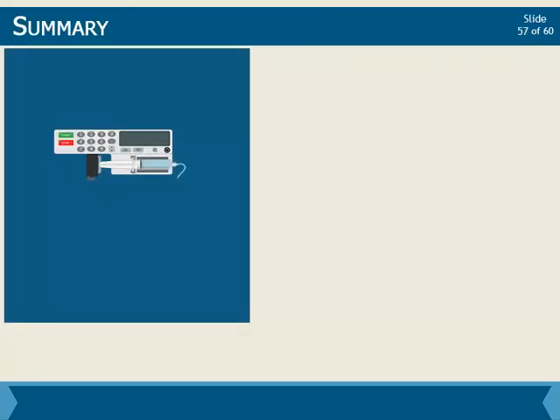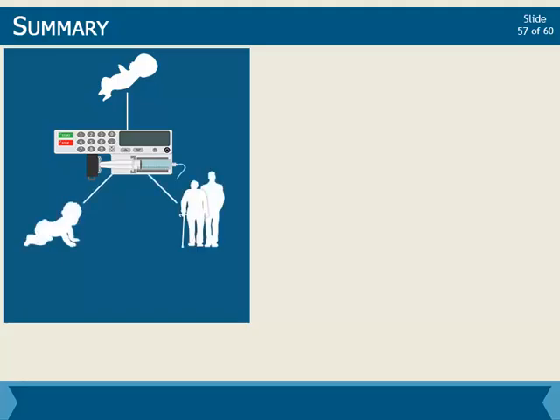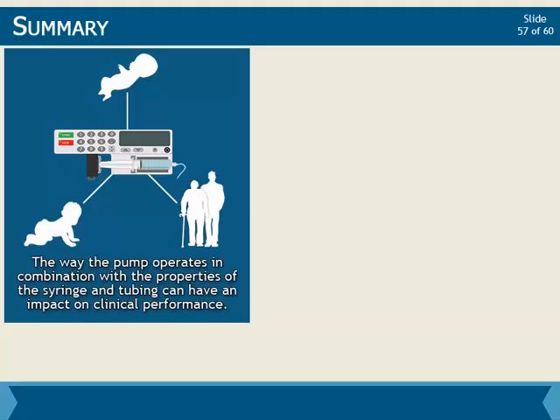Syringe infusion pumps have and will continue to play an essential role in helping us provide quality care to neonate, pediatric, and adult patients. However, as these modules have highlighted, the way the pump operates in combination with the properties of the syringe and tubing can have an impact on clinical performance. Being aware of these aspects of syringe pumps and understanding why they occur is important to ensuring we use them in a way that promotes the best outcomes for our patients.